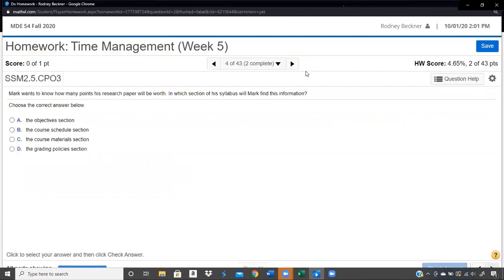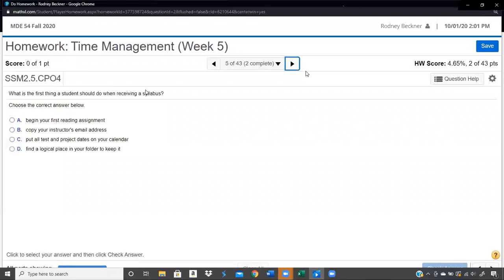Mark wants to know how many points his research paper will be worth and which section of his syllabus will Mark find this information. This is kind of a weak question. That's not that. What is the first thing a student should do when receiving a syllabus? Now, this is a good question. Begin your first reading assignment, copy your instructor's email address, put all test and project dates on your calendar, find a logical place in your folder to keep it.